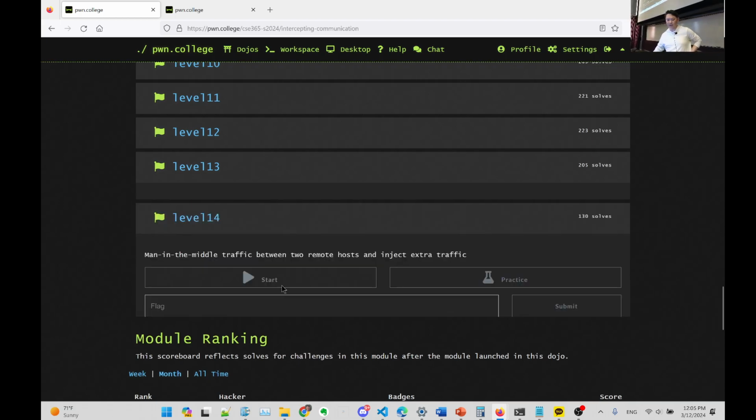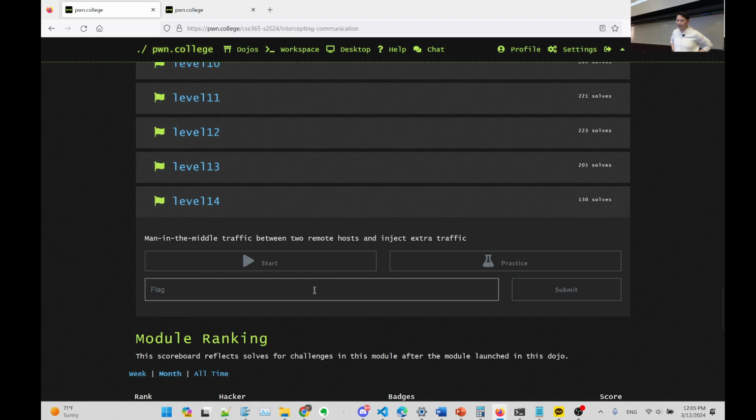What is next in level 14? Yes, man in the middle of traffic between two remote hosts and inject extra traffic. So eventually, yes, this is intercepting the communication. Another name for this attack is the man in the middle attack, MITM. In these attacks, we have to know the victim's MAC address first, right? And what do we need further to intercept the traffic?